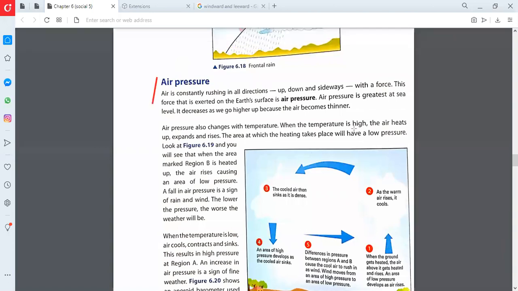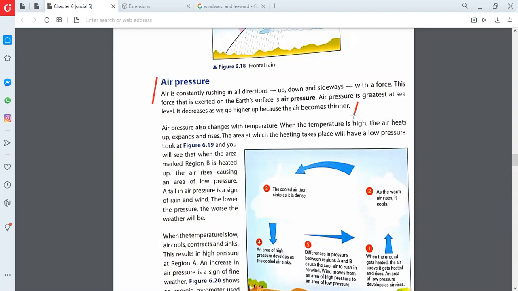Yes, sir. Air is constantly rushing in all directions, up, down, and sideways, with a force. This force that is exerted on the Earth's surface is air pressure. Air pressure is greatest at sea level. It decreases as we go higher up because the air becomes thinner.